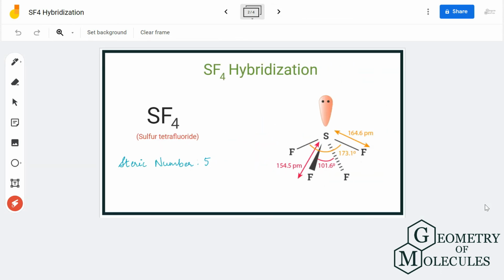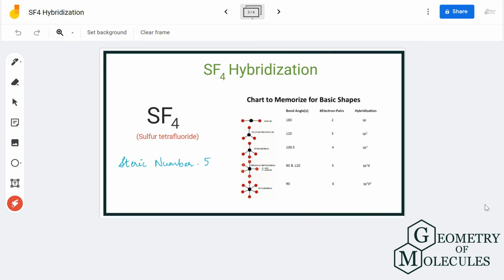The arrangement of electrons around the atom and the hybridization of the orbitals leads to the sp3d hybridization for sulfur. And you can also use the steric number to find out the hybridization. Here, as the steric number is 5 for sulfur, the hybridization is sp3d. So sulfur tetrafluoride has sp3d hybridization.